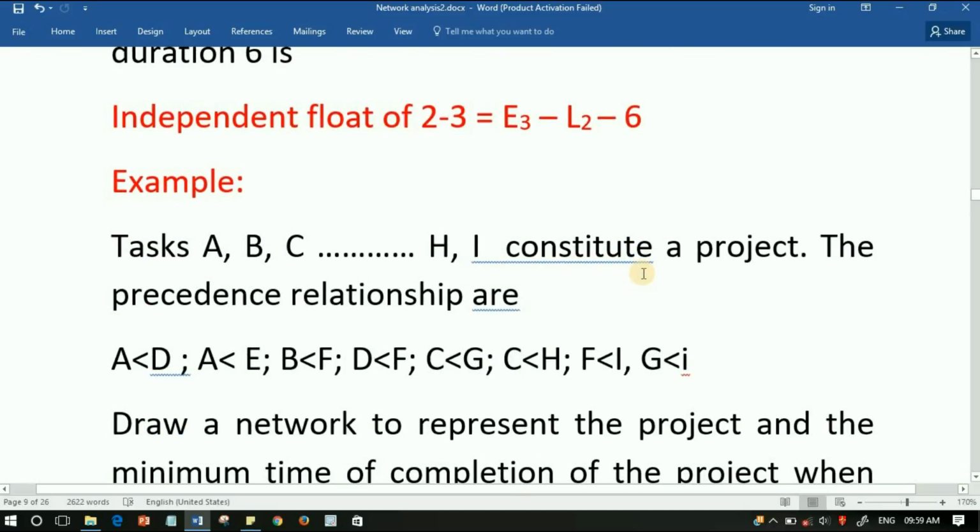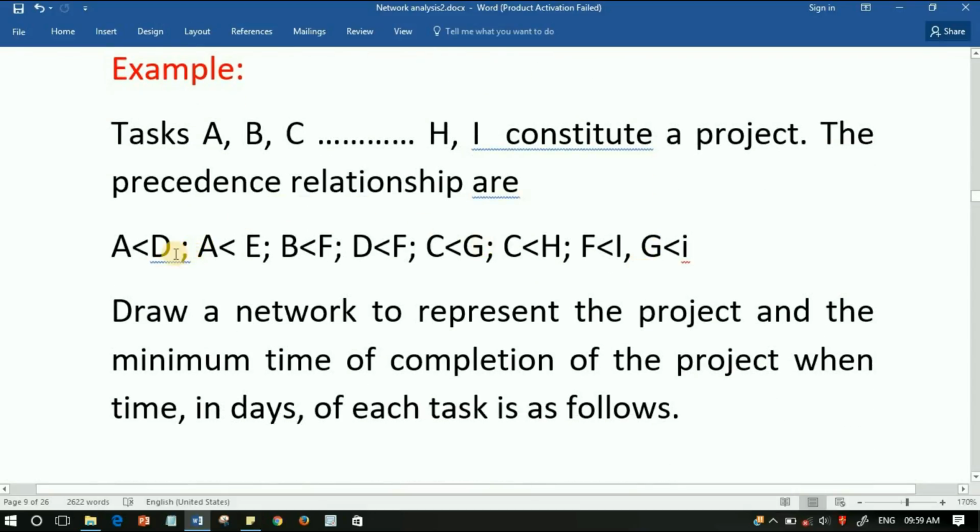For example, we are going to discuss a problem. Tasks A, B, C, etc. up to H, I constitute a project. The precedence relations are given below. A less than D means A should be completed first. After that, D can start.